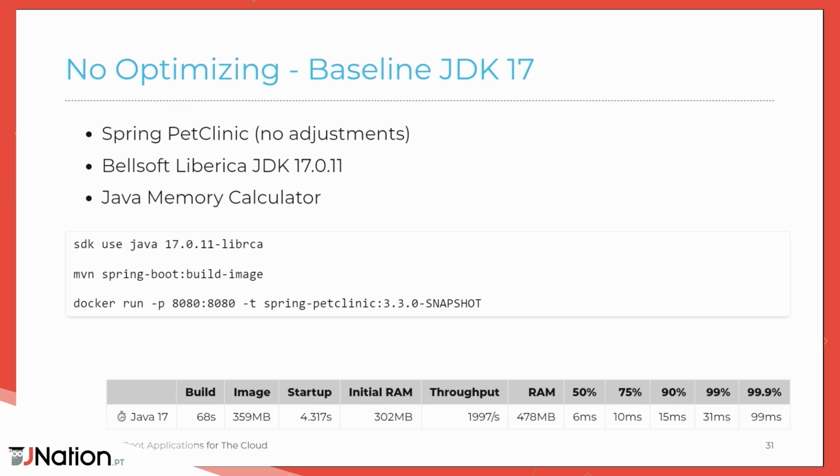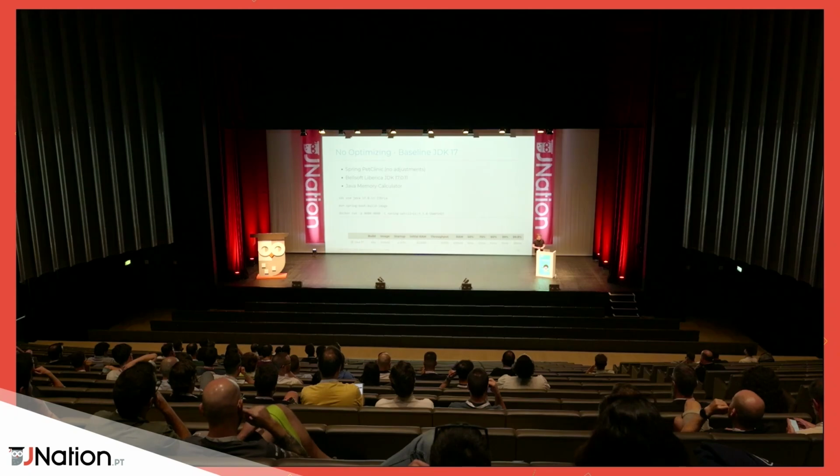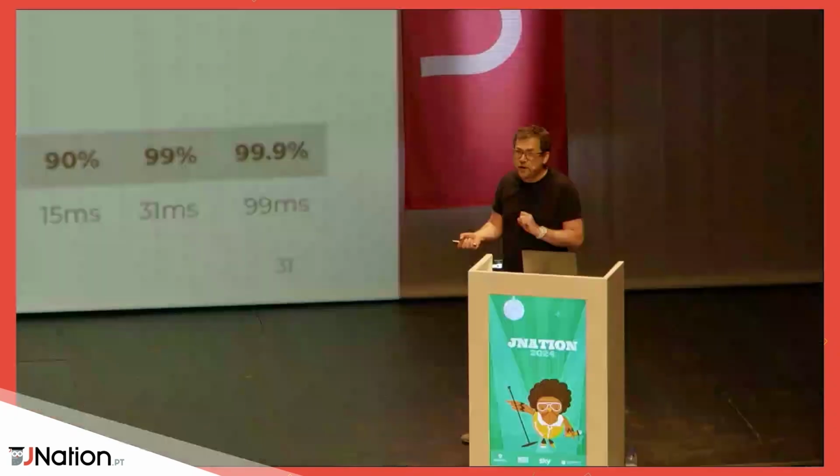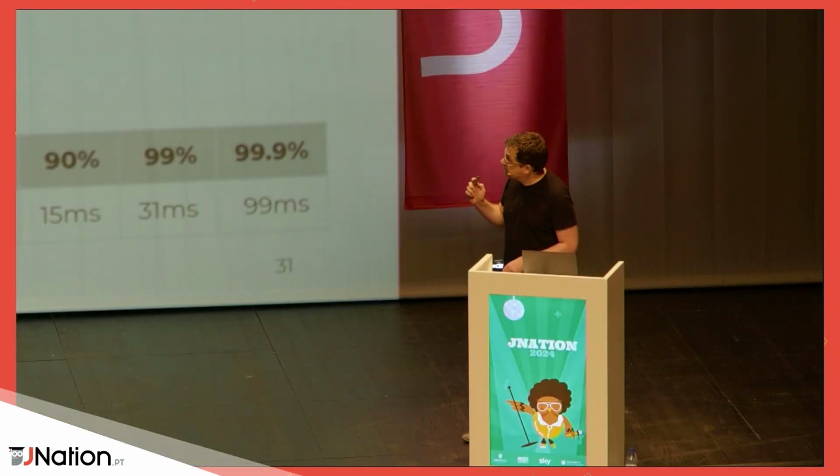1,997 get through within that amount of time. Then just right after the stress test, we see like 480 megabytes of RAM used. And then you see the response times in the percentiles, how long it took to respond to a request. So we'll use that as a baseline to compare all the optimizations against.